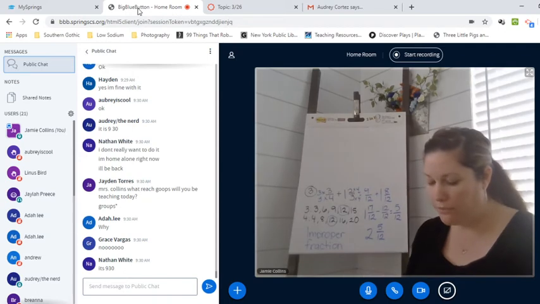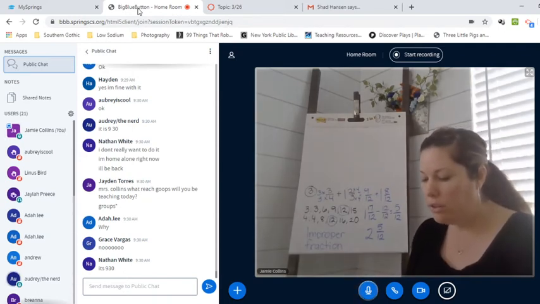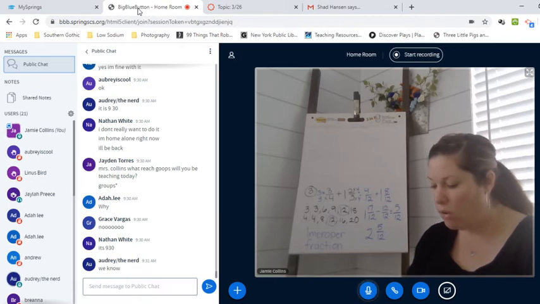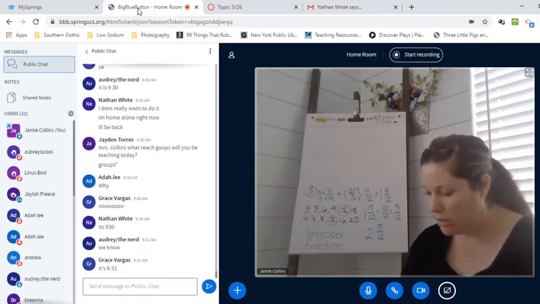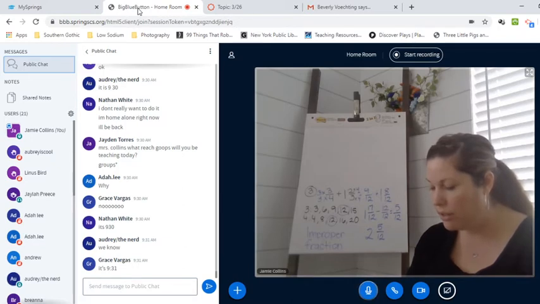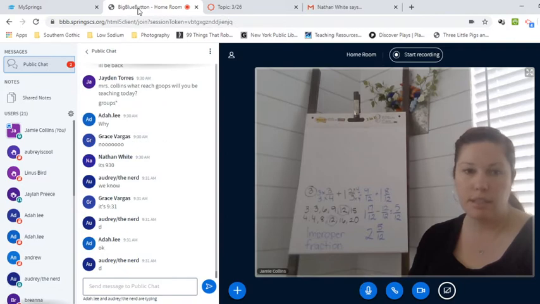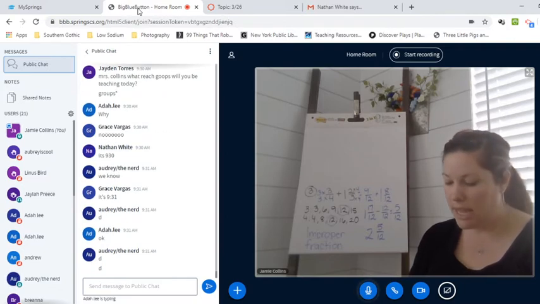All right, number 4. The model below represents the expression 1 5/8 plus 2 1/3. Which of the following could not be represented by the model? Okay, so you see that it has 1 whole and then it has 5/8 colored in for the first part, and then 2 wholes and 1/3 colored in. So which of the following could not be represented? That means we're looking for one that doesn't make sense.